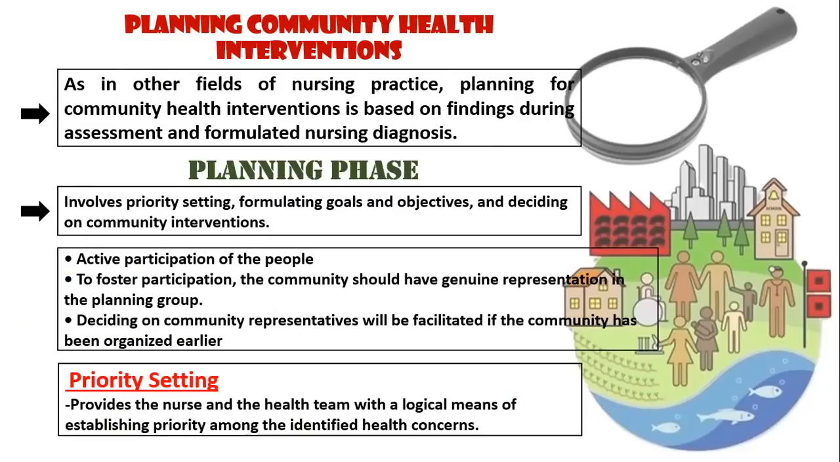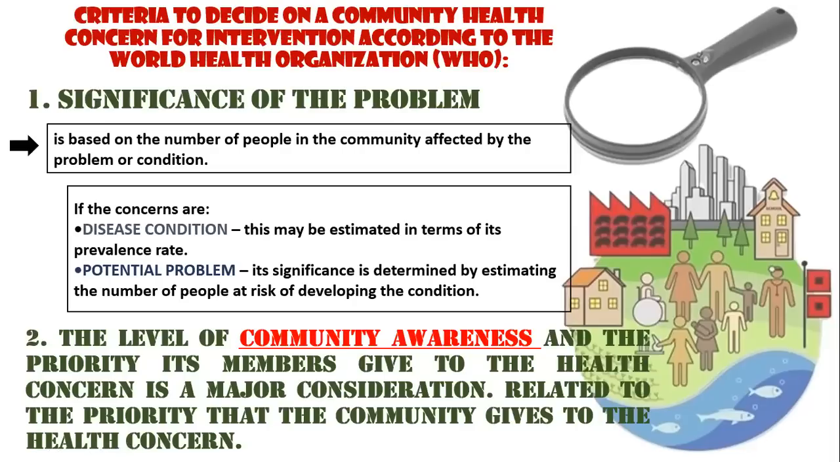Then, we have the, ito na, criteria to decide on a community health concern for intervention according to the World Health Organization. So first, we have the significance of the problem. The significance of the problem is based on the number of people in the community affected by the problem or the condition. So sa significance of the problem, titignan lang natin ilan ba yung affected, ilan ba yung tao na may sakit na ganito as of the moment, ilan ba yung cases natin. So, ganyan lang yung titignan natin sa significance of the problem.